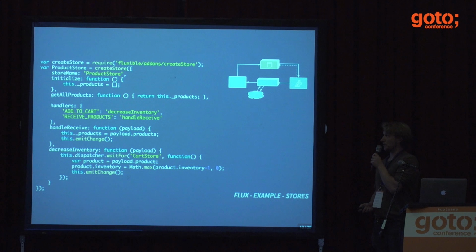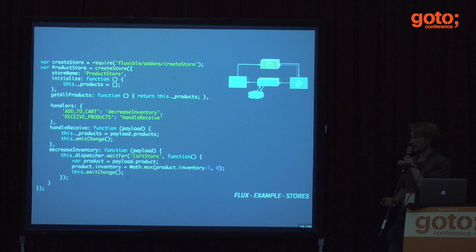So, for example, the product store keeps a list of available products and their inventory, and you can query this store to get all the products. This is what the view does for rendering. And it says, okay, I'm going to handle these methods. This depends on the Flux implementation. Sometimes you have just one big switch case statement where all the actions go through. With Fluxible, it's like this. You say, okay, I've got these handlers and these associated callbacks. So when someone adds something to the shopping cart, I need to call my decrease inventory method, because that's what I have to do when things are put into the cart.